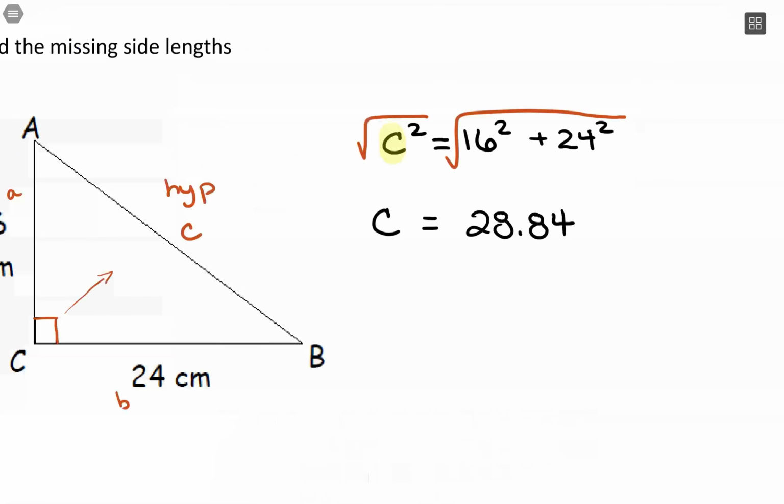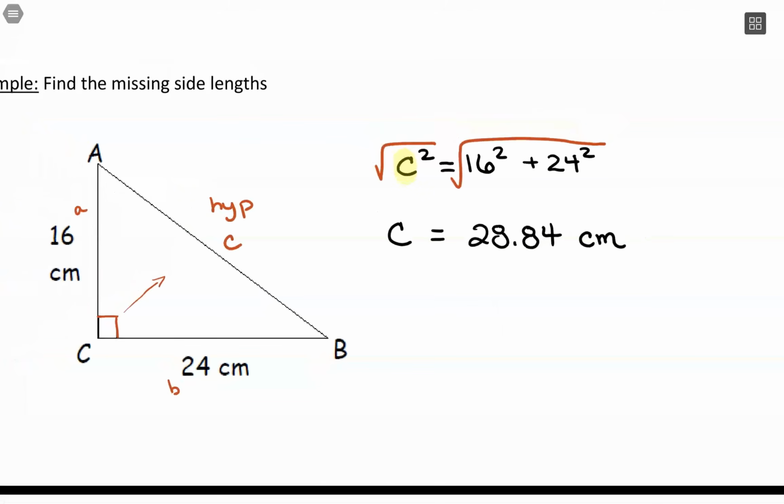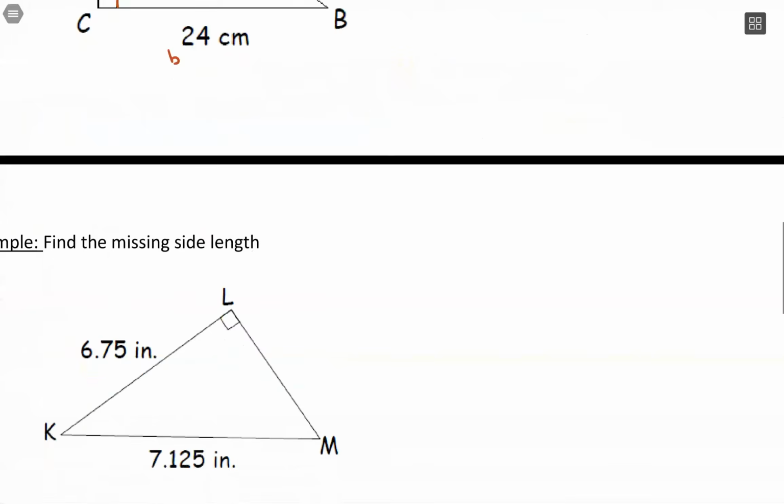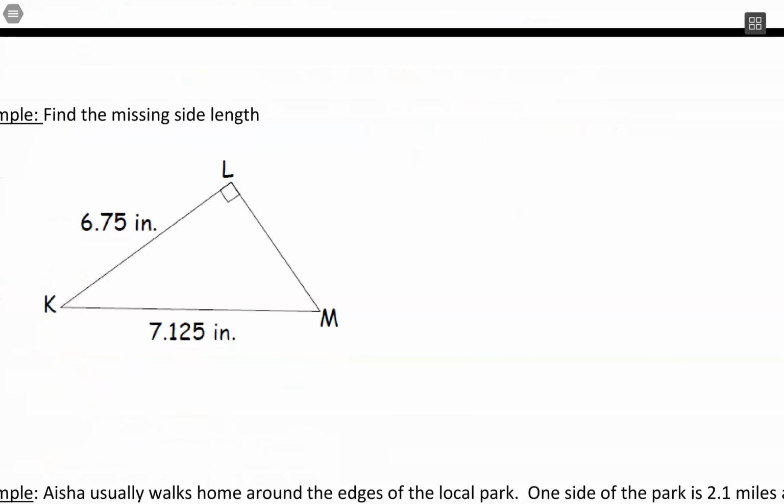And then grab your units if they tell you what they are, which in this case is centimeters. So that's an application of our Pythagorean theorem. Let's try another one. With this one, you can see our right angle there.